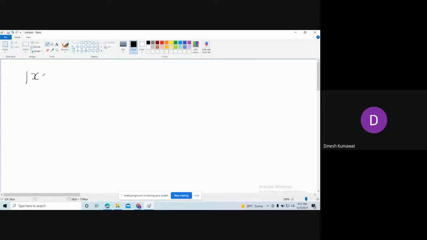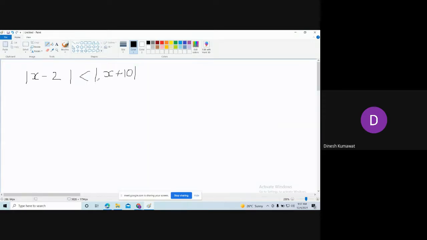Can anybody tell me what we are having in this modulus? I know about the right hand side. It is, I think, x plus 10. And what about this left hand side modulus? X minus 2, right? Yes, sir. Okay. So we have taken four cases.